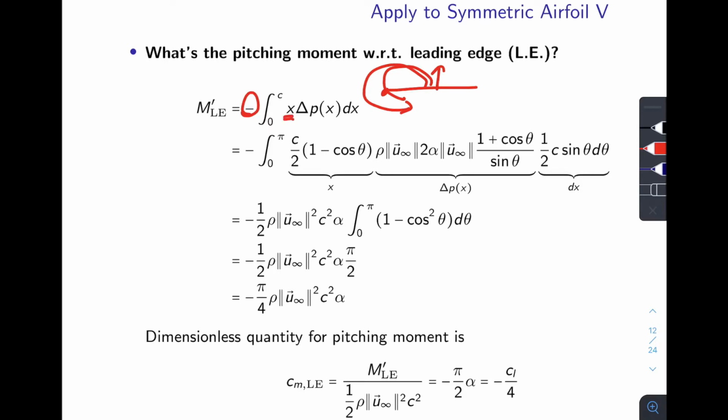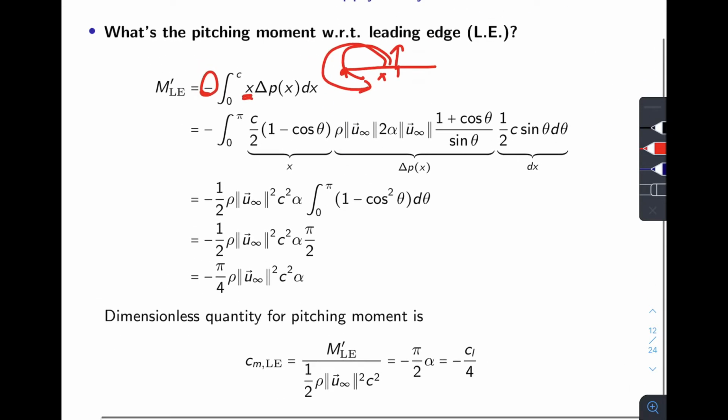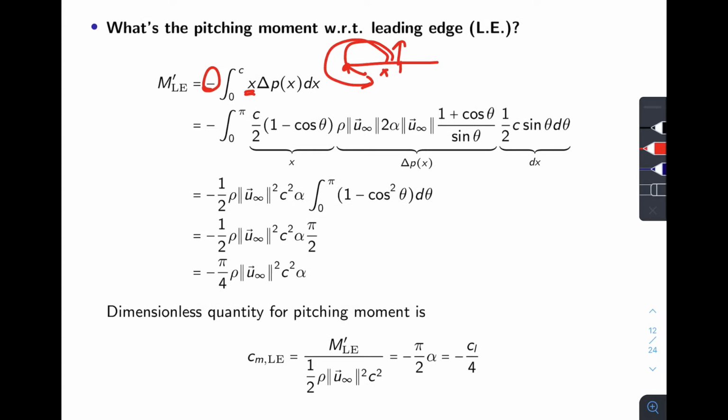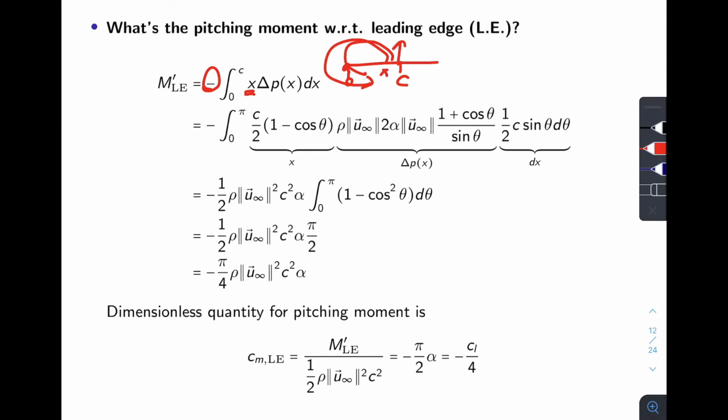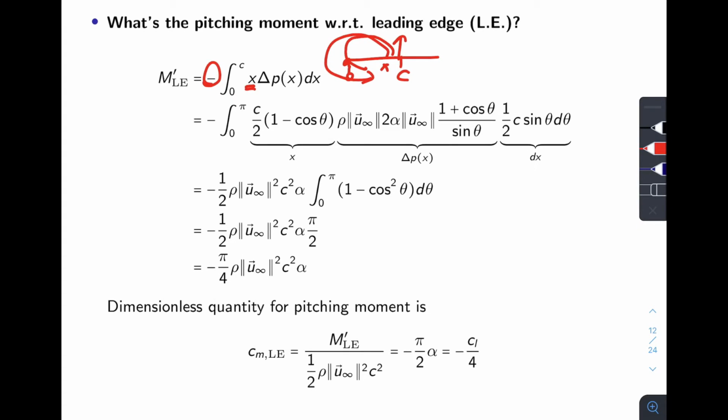And if we're trying to compute the pitching moment, of course we will also need to compute the arm, which is x over there. So this is the formula for you to compute the pitching moment, and you're just integrating over all. All you need to do is integrate from 0 to c, because this is where the airfoil is. Basically, you compute the total aerodynamic moment on the airfoil with respect to the leading edge.